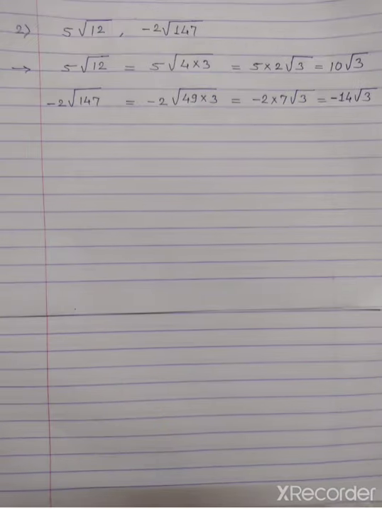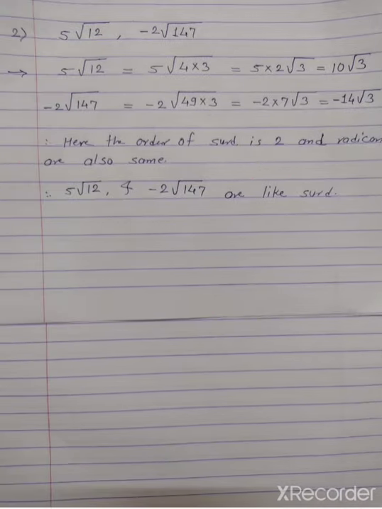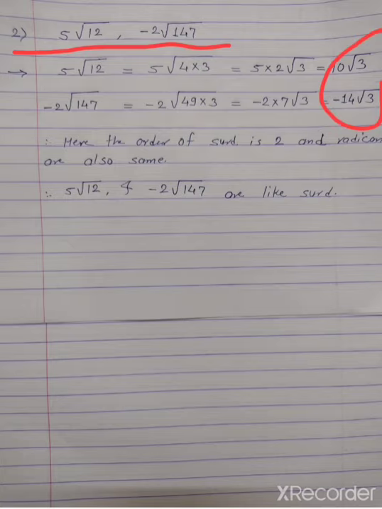Here again, at both places you can see p and q are different, but the value of n is 2 and the value of a is 3. It means the order is the same as well as the radicand's value is also the same. Therefore, due to this reason, the given surds are like surds. So from these two solved examples, you know that these surds are not looking like like surds. So first we have to simplify them, and then after simplification we have to find out the conclusion.